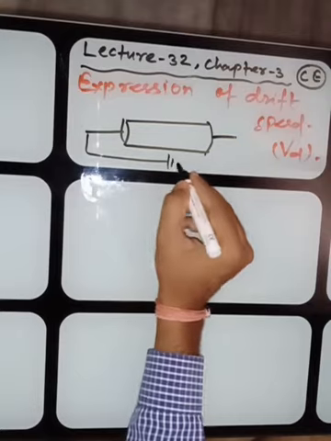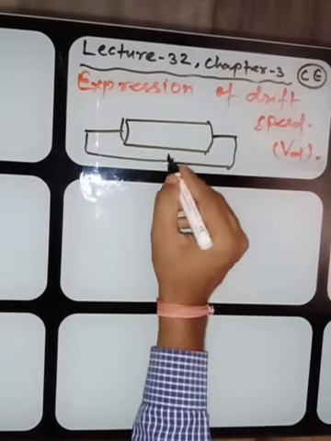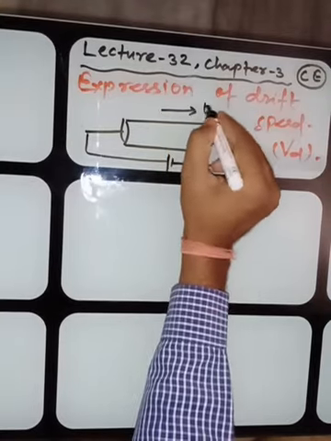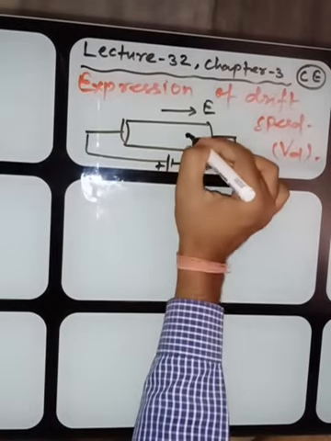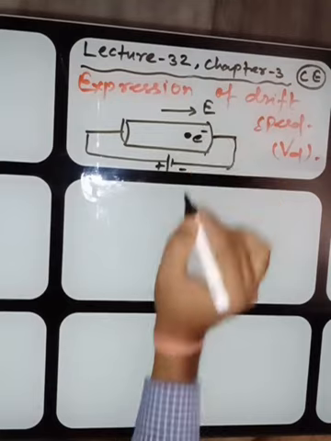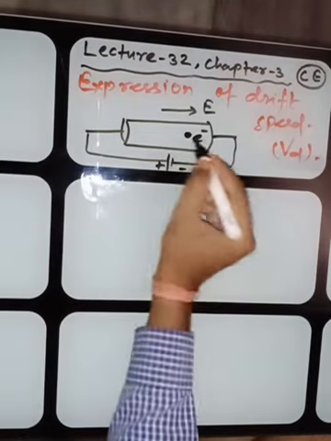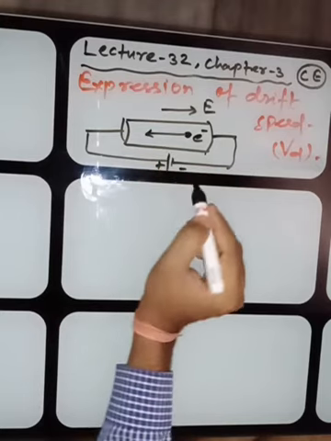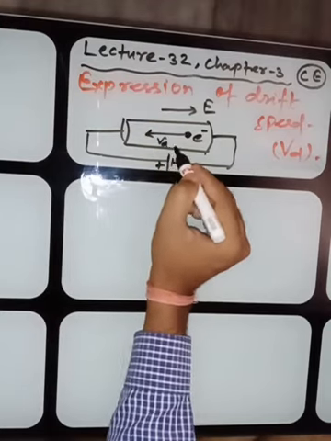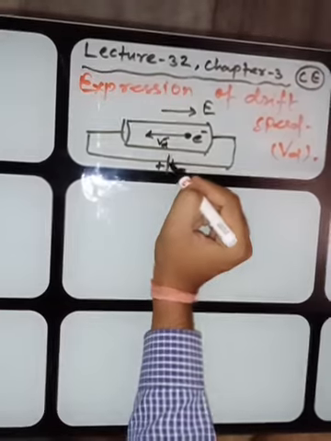We have given a voltage which will provide an electric field. We are considering an electron. If this is the direction of the electric field, the electron will drift toward this one. This is the drift speed, Vd, I am writing.